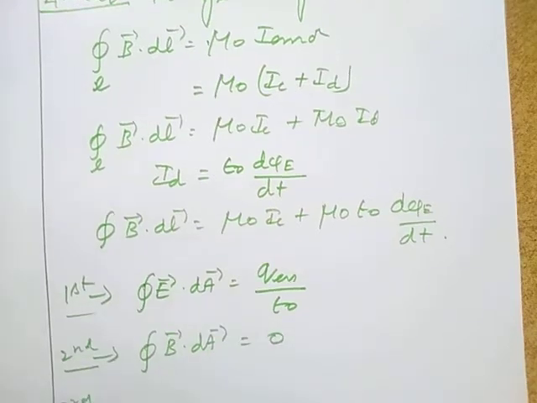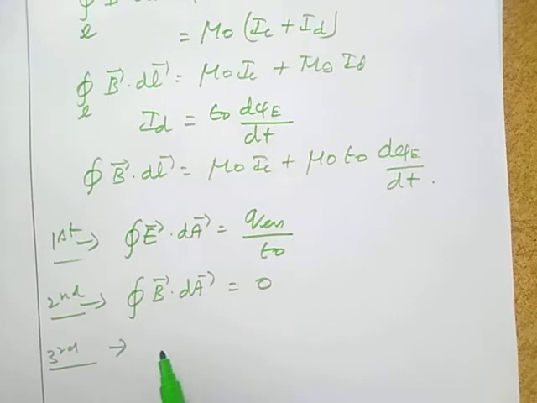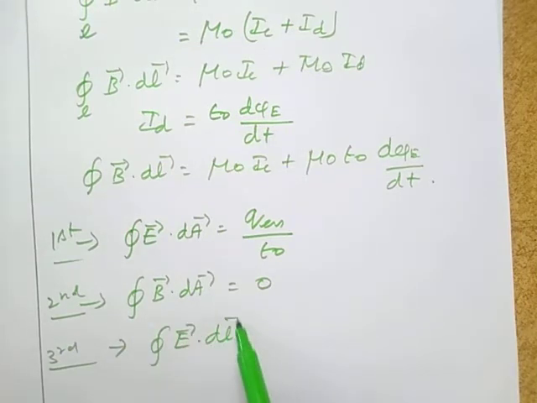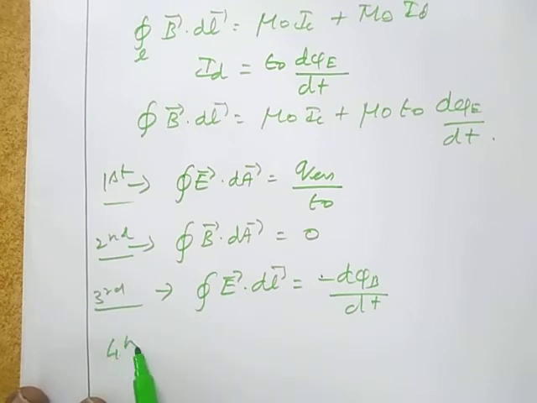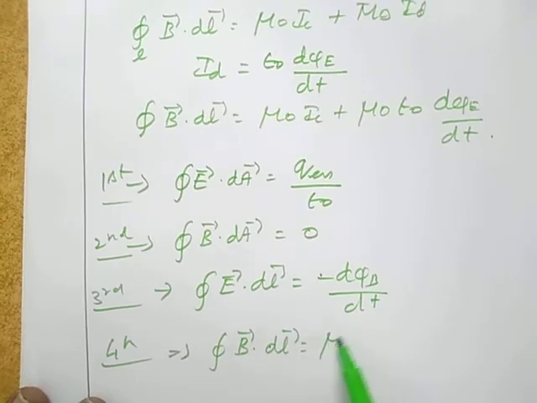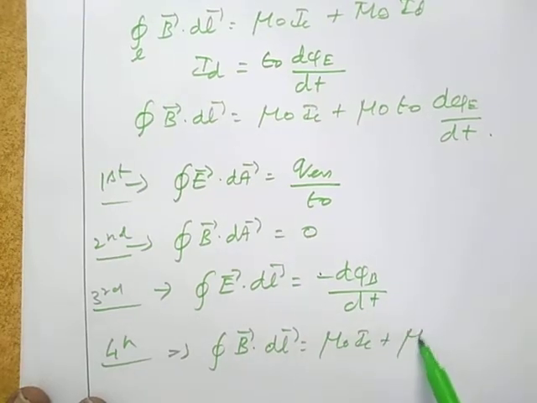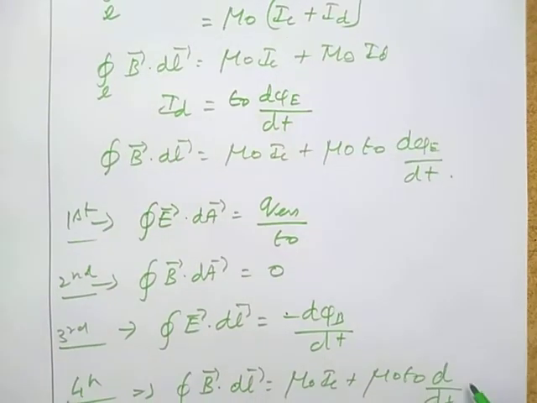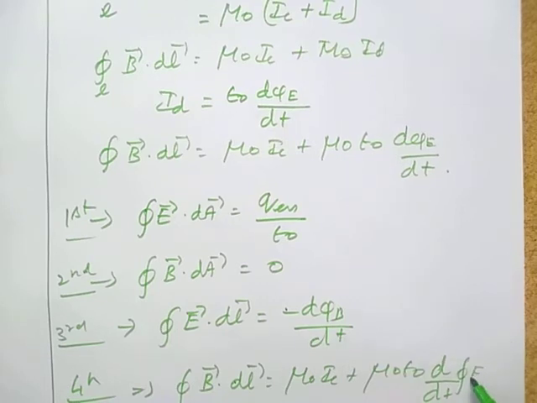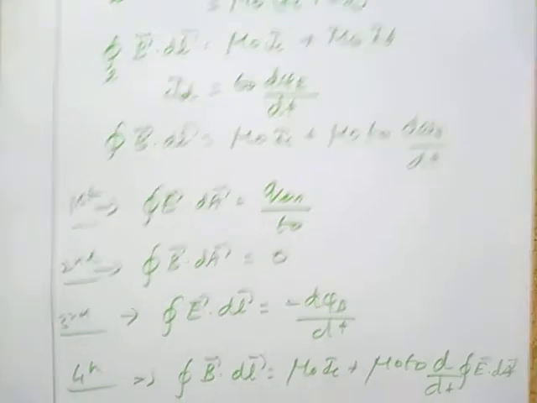Then the third equation is Faraday's law of electromagnetic induction, that is the closed loop integral of E vector dot dl vector is equal to minus d phi B by dt. Then the fourth equation is the modified Ampere's circuital law, the closed loop integral of B vector dot dl vector is equal to mu naught IC plus mu naught epsilon naught d phi E by dt. Then this phi E can be written as the integral of E vector dot dA vector.